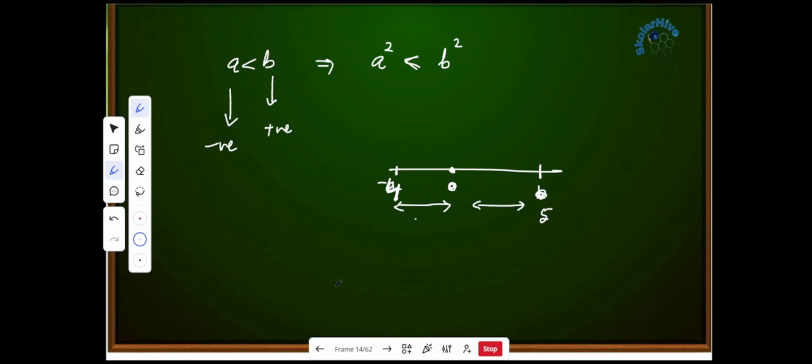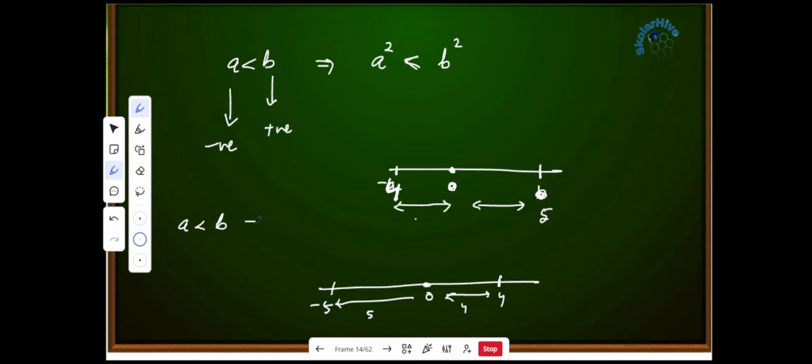But if the distance of this negative number from the origin is more than the positive number, let's say this is minus 5 and this is 4. So here the distance of this point from the origin is 5 units and this is 4 units. So if you are going to take the squaring on both sides, then the inequality sign will change.